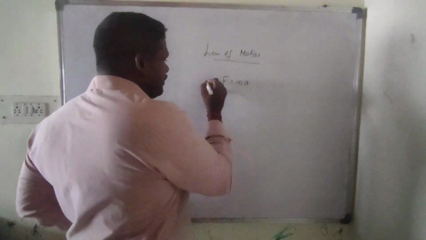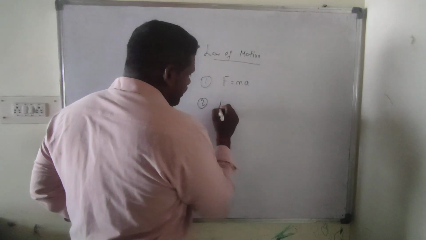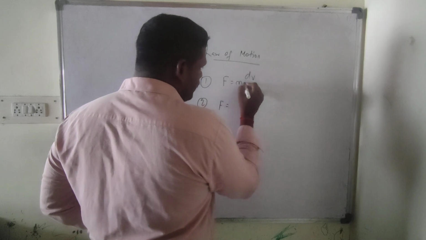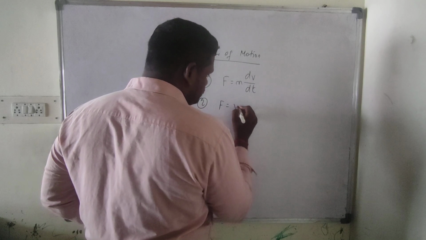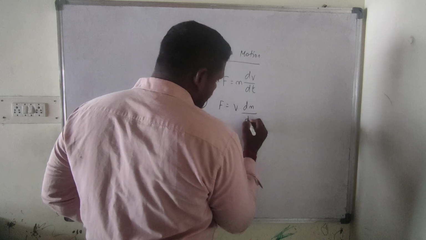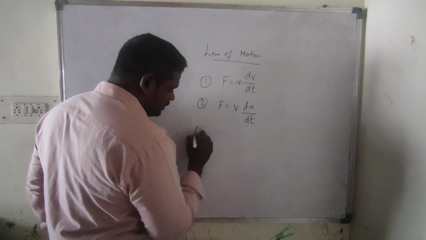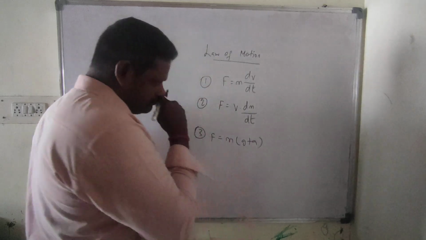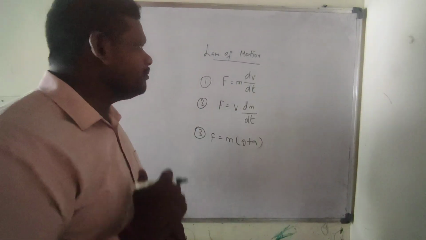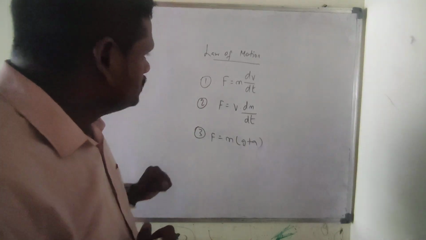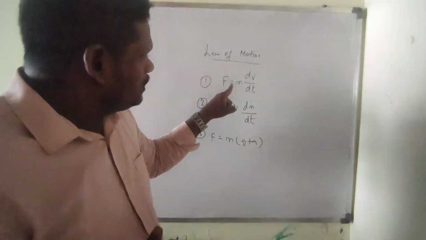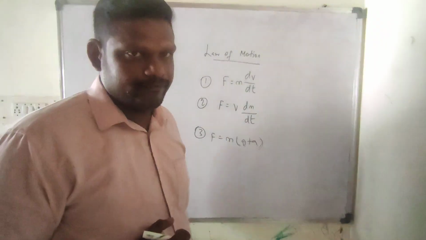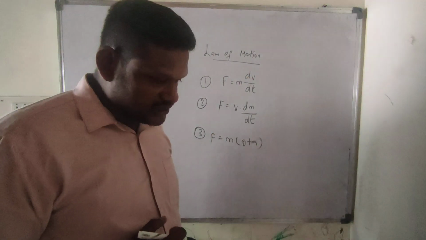So F is equal to ma is one formula. The second is F equal to m into dv by dt, and also F equal to v into dm by dt, and the third is F is equal to m into g plus a. These are the three basic formulas in law of motion. Where the mass is fixed and the velocity is changing, that time we can use this formula.